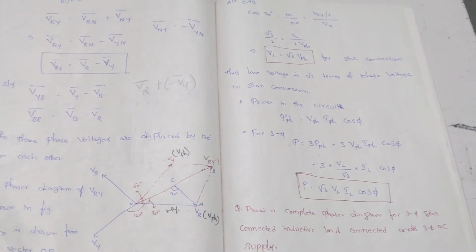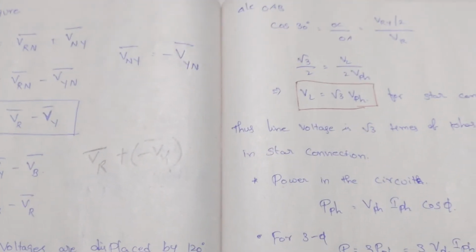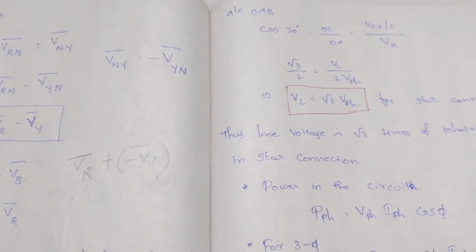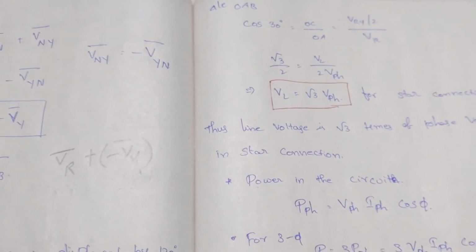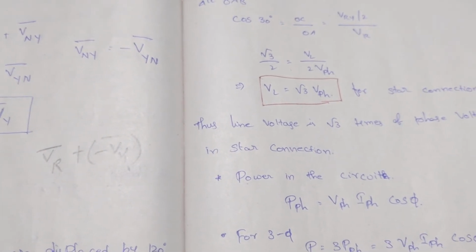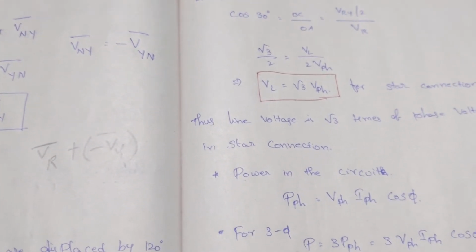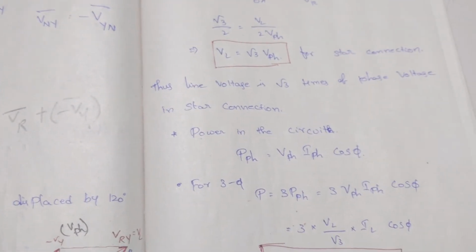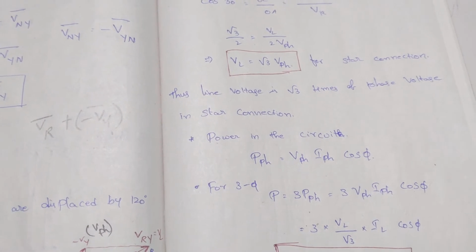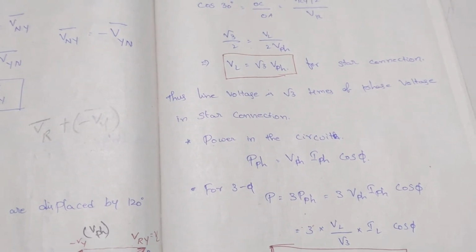phase. So with this, in the star connection, the relation between line voltages and phase voltages is given as VL equals root 3 V phase, in star connection. This is the relation between line voltage and phase voltages.